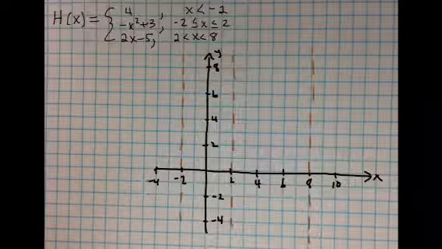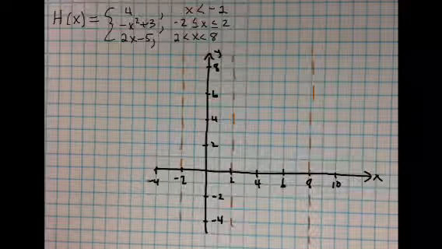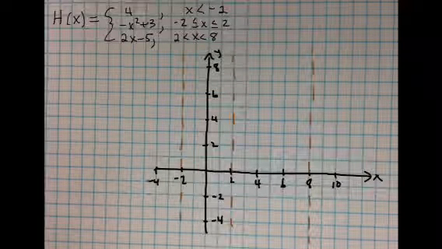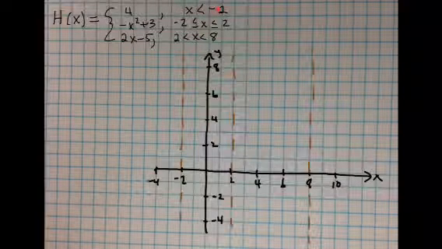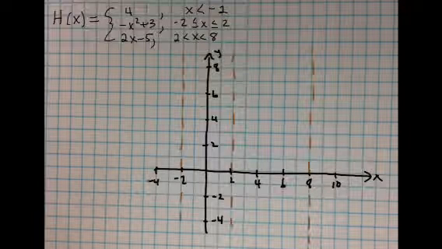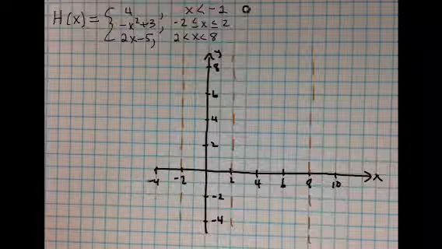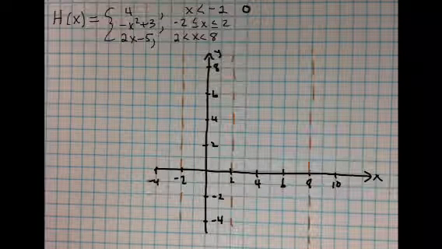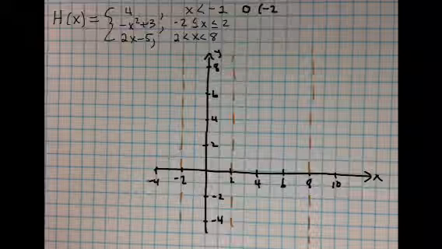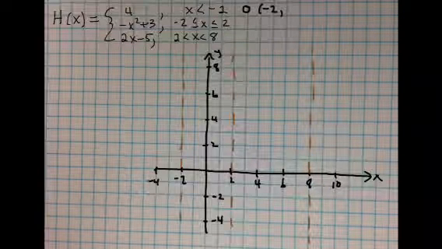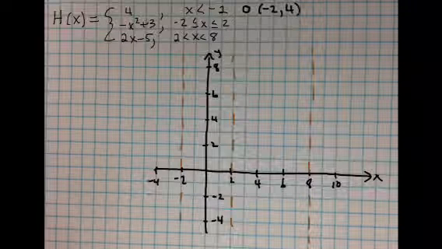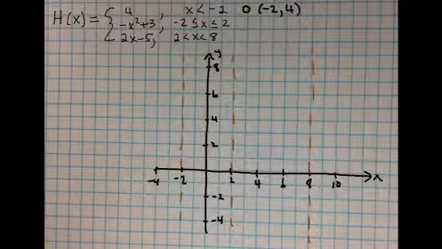Okay, next thing is I'm going to find the boundary points. So starting off with the first piece right here, the boundary point is at x = -2. So when x is -2, it's going to be an open dot because it's less than, not less than or equal to. And you're going to put -2, and the y value is this one right here, 4.